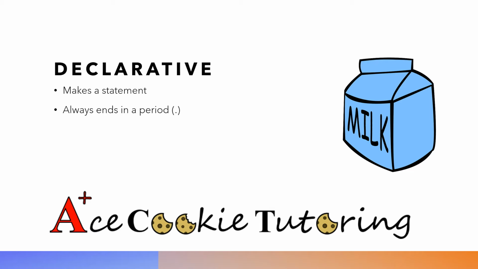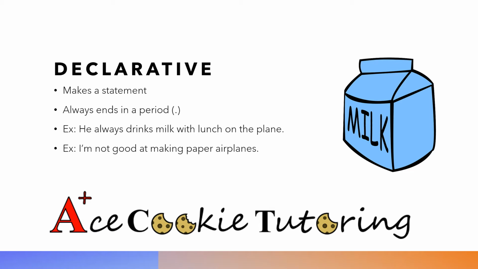So now that we know what a declarative sentence is, let's look at some examples. So the first one is, he always drinks milk with lunch on the plane. And then the second one is, I'm not good at making paper airplanes. So I try to choose a theme for this PowerPoint just for some fun. So we'll talk all about planes.